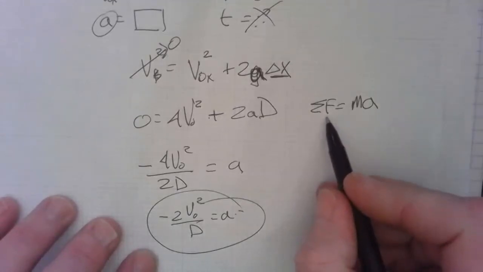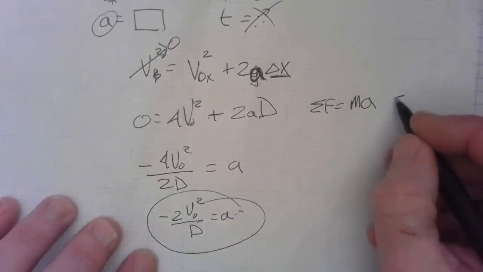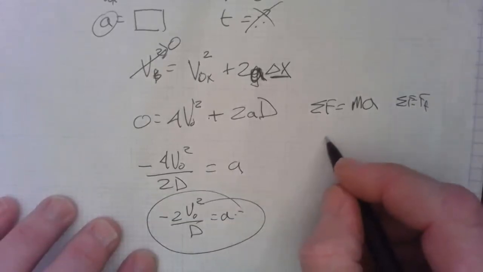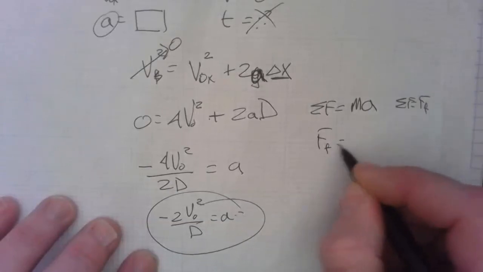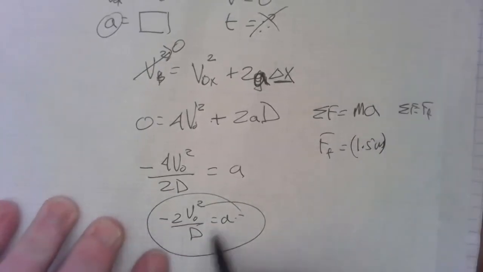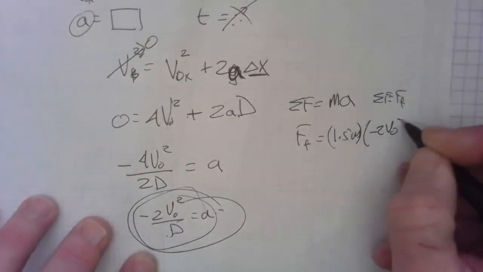That net force is friction. So the other way to look at it is the net force is equal to the force of friction, so I can set them equal. The force of friction is equal to the mass, 1.5 m, times this acceleration down here, times negative 2 VO squared over D.